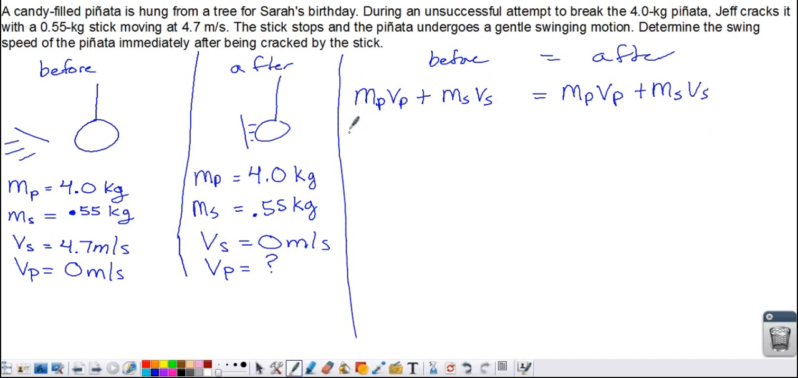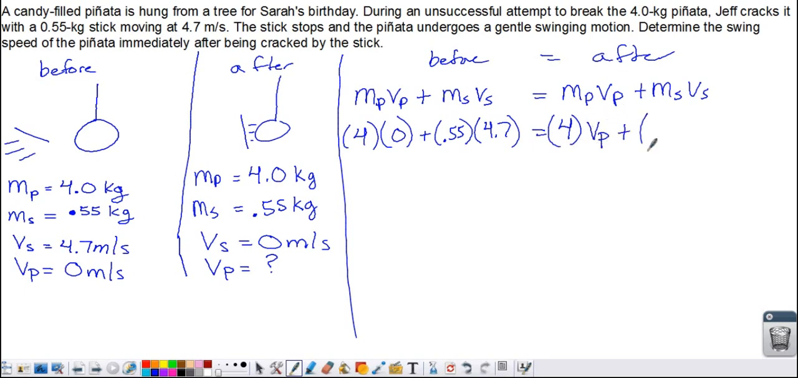I'm going to go ahead and substitute in. I've got 4 kilograms for the mass of the piñata, and the piñata is not moving to start, so the speed is 0, plus the mass of the stick, 5,500, times the velocity of the stick, 4.7 meters per second, is equal to the mass of the piñata afterwards, 4 kilograms, times the speed of the piñata afterwards. We do not know that, so we leave it as the variable, velocity of the piñata, plus the mass of the stick afterwards, still 5,500 kilograms, times the velocity of the stick afterwards. It says it's at rest, so 0.